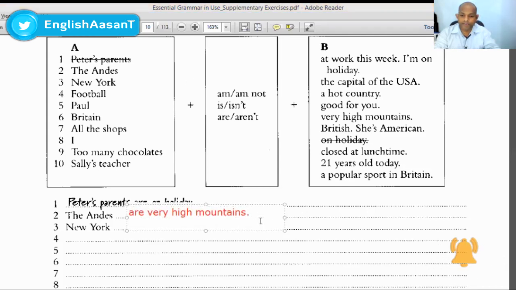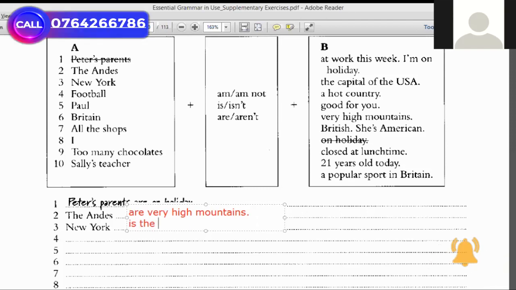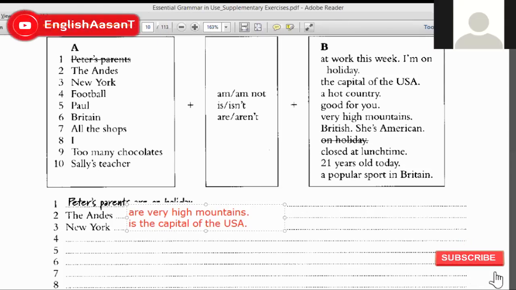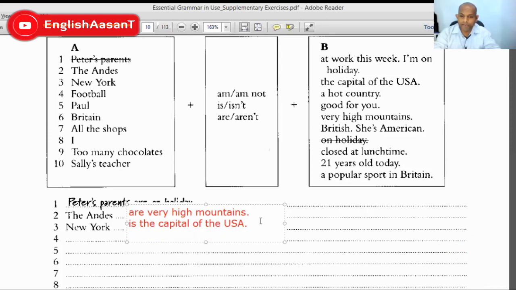New York is the capital of the USA. New York USA the capital என்ன? New York தான் sir. எது? New York தானா? Okay. New York is the capital of the USA. Okay. Right. What about the third one?